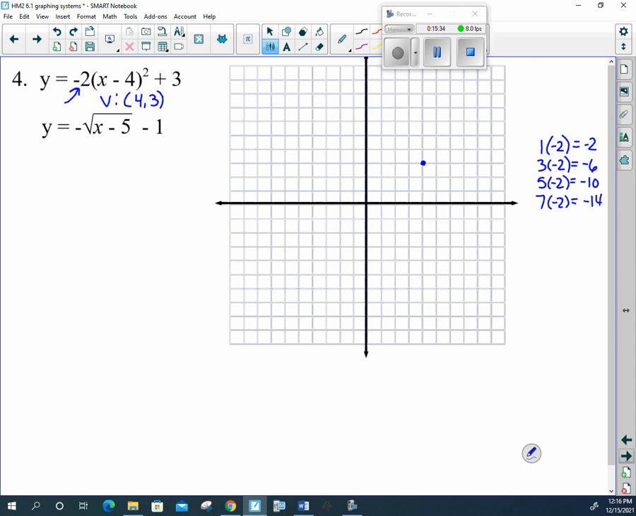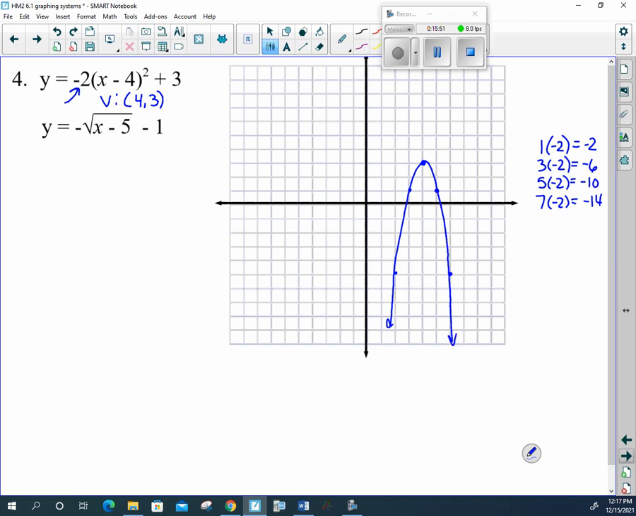So we're going to start at our vertex. We're going to go down 2 over 1, down 6 over 1, and then down 10, we'd be off our graph paper. So there's our parabola facing down.